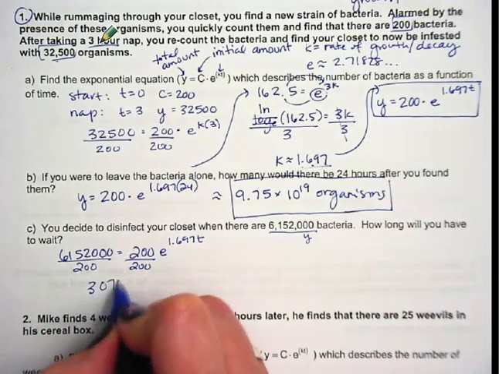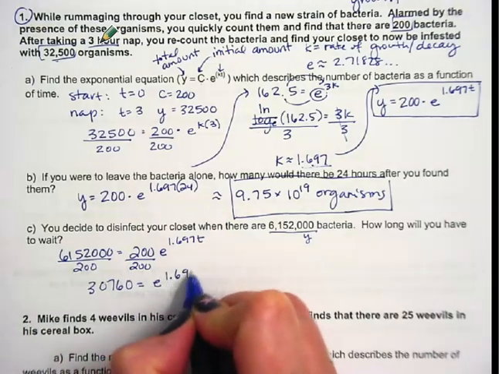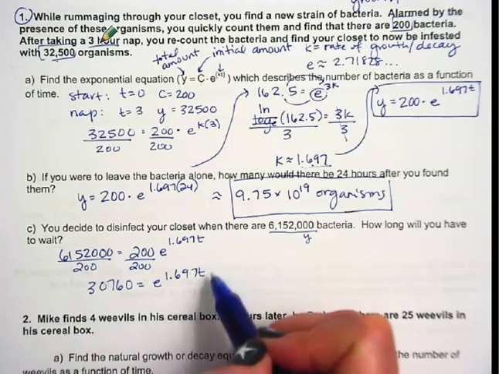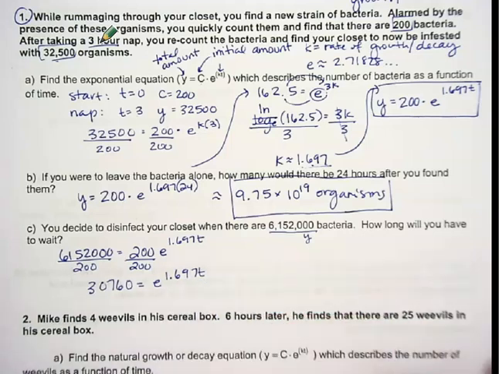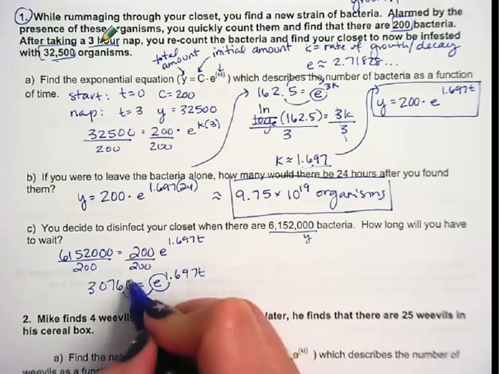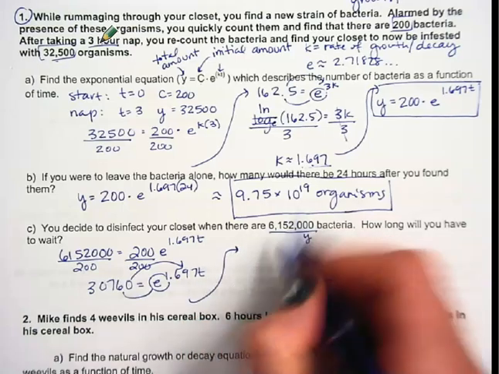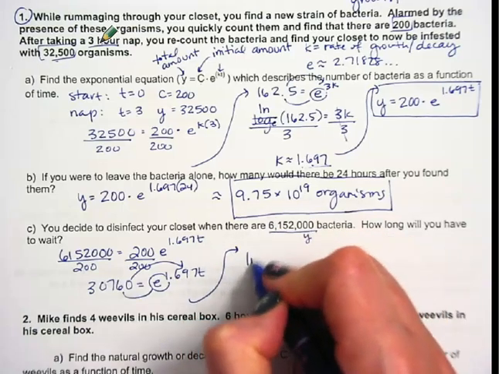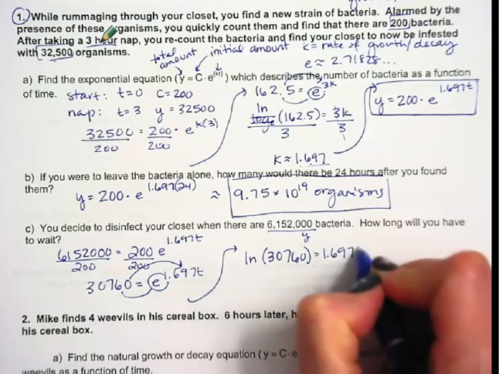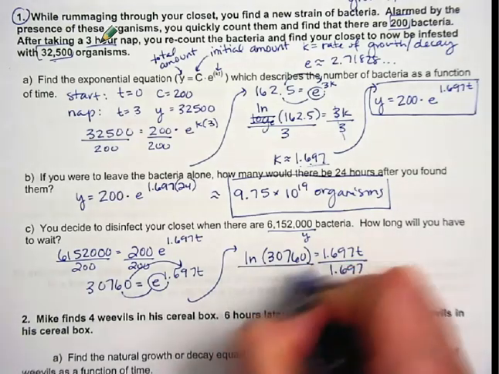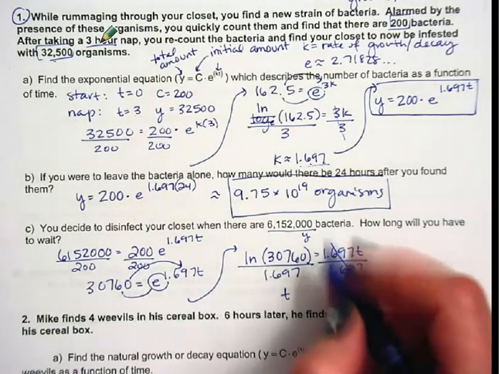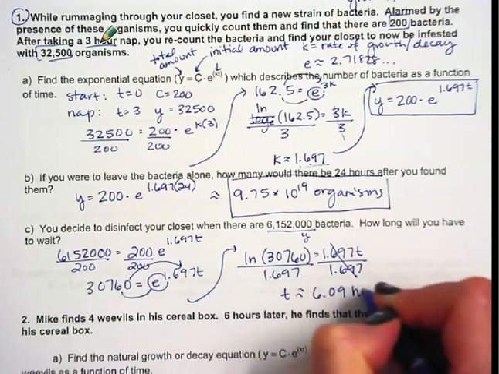So that gives me 30,760 equals e to the 1.697 t. This is an exponential form. It is isolated. To get t out of the exponent spot, I do the inverse operation of both sides, which is logarithm. So rewrite this as log base e of 30,760 equals 1.697 t. So log base e is the same as natural log, so I'm going to write that down, of 30,760 equals this. Divide both sides by 1.697. Go to whichever calculator you are using to compute this fraction right here, and you get approximately 6.09 hours.